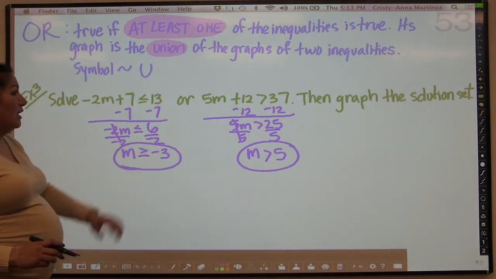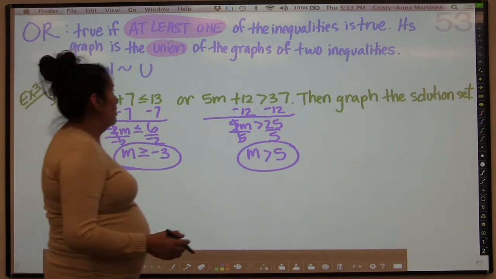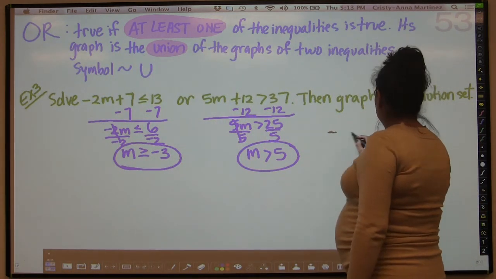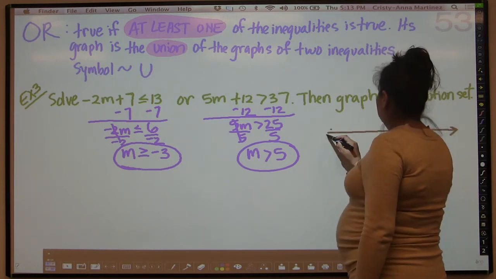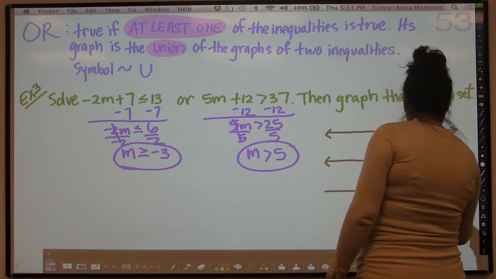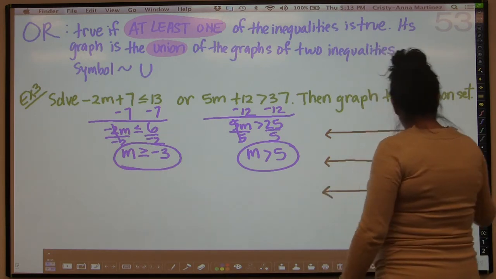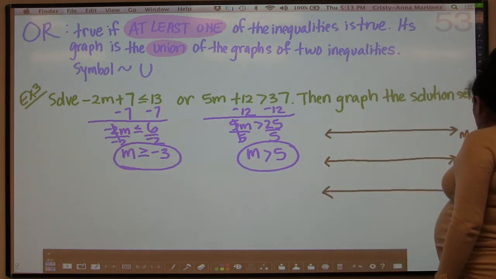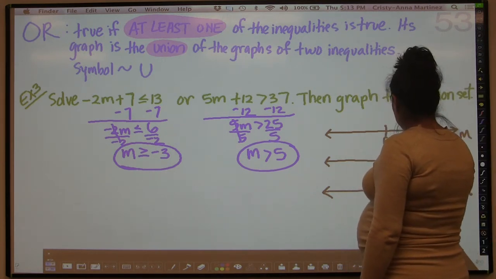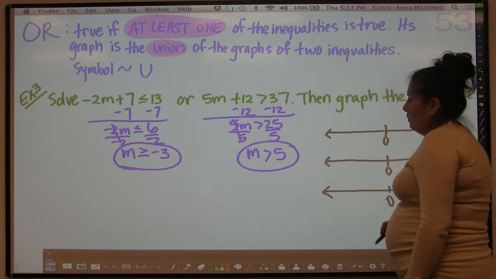So you have to write them separately, and then we're going to graph our solution, and it's going to be the union. So again, I'm going to show you with 3 different graphs. We have more space this time, so I can put them a little bit further apart. Our variable is m for all of them. We're going to put our 0 in the same spot for all of them. And then we have 5.